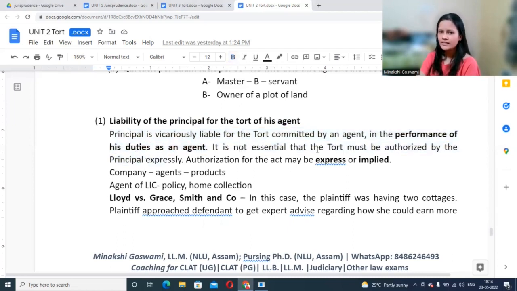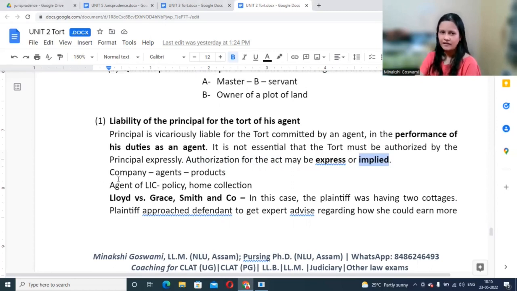It is not essential that the tort must be authorized by the principal expressly. Authorization of the act may be express or implied. Express as in something which is clearly expressed, clearly written, etc. Implied as in it is implied from the actions or from the behavior. So it is enough, even though it was implied, that impliedly you have authorized that certain act.